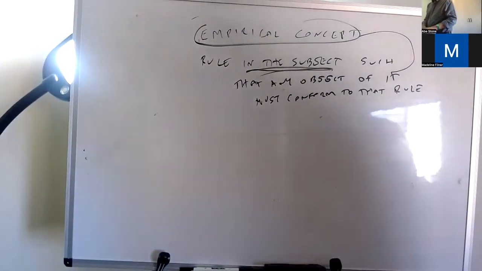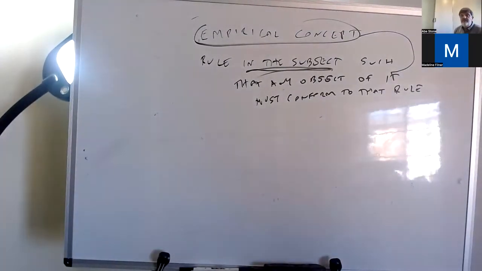So that's why Kant says the representation of synthetic unity can never be borrowed from the object. I can't use the object's own nature to represent it. I have to use my rule to represent it.